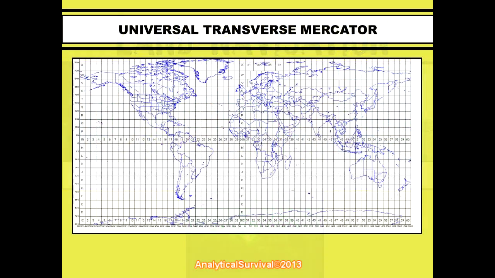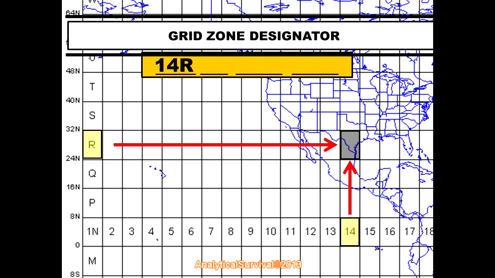Recall that the entire globe was divided in this manner, by 6-degree longitudinal zones intersected by 8-degree latitudinal bands, as you see here. Remember that from part 1? And recall how we all fall into one of these UTM zones. Austin, Texas, for example, is in UTM grid zone 14 Romeo, and that's your grid zone designator.